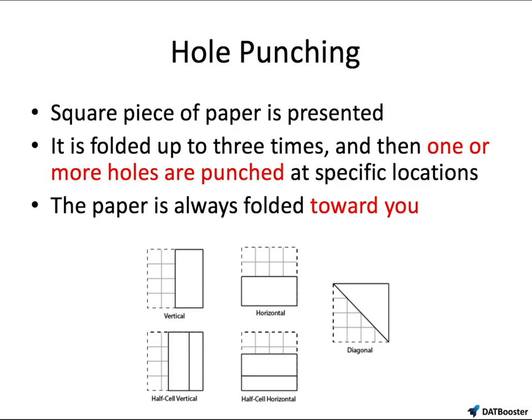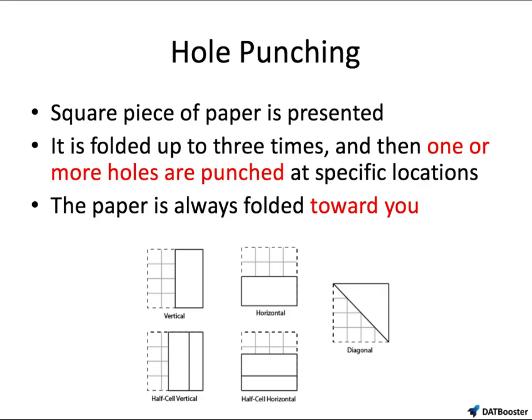So for each hole punching question on the PAT, a square piece of paper is folded 1, 2, or 3 times, and then 1 or more holes are punched at specific locations. You are then asked to mentally unfold the paper and determine the final locations of the resultant hole or holes. The paper is always folded toward you, in other words, out of the screen. Otherwise, you wouldn't be able to see all the fold lines if it was folded into the screen.